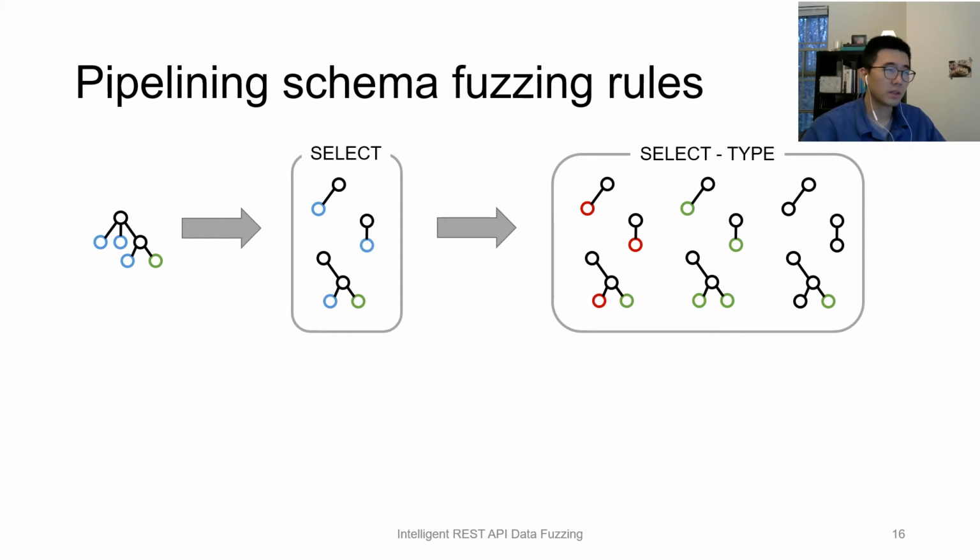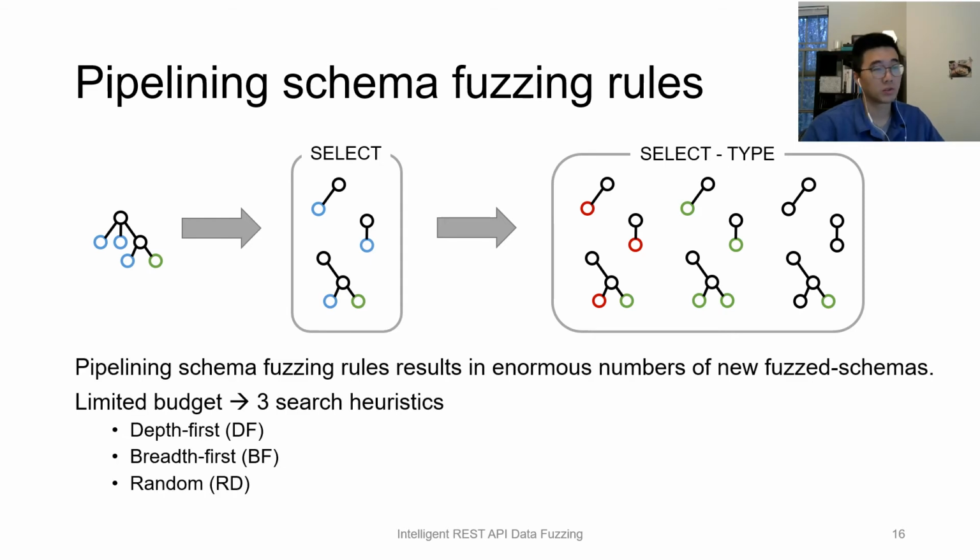Although this idea is fairly simple, one thing to consider here is that it actually generates a huge amount of new fuzz schemas. And because we only have limited budgets, here we propose 3 different search heuristics to prioritize the generated fuzz schemas. We have depth first, breadth first, and random. For depth first, it will prioritize more of the later phases in the pipeline. And for breadth first, it will prioritize the early phase of the pipeline. And random will evenly select different fuzz schemas that are generated.